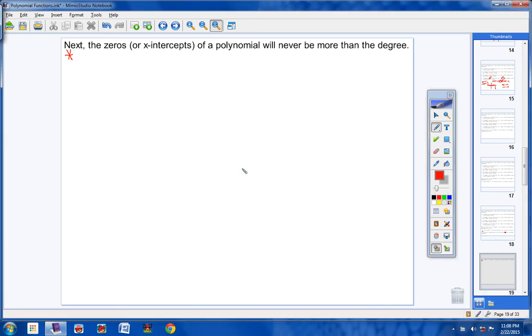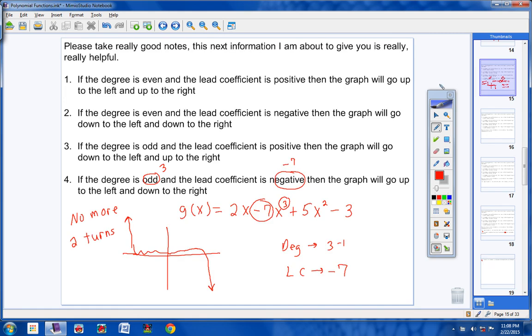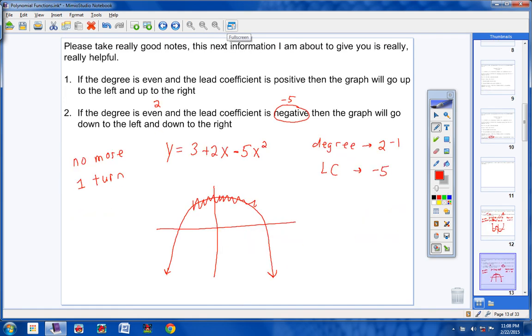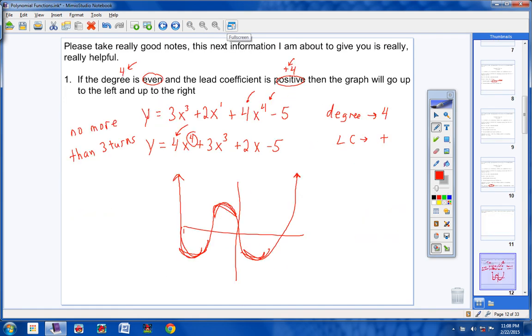Now, students, let me show you what I mean by this. Okay, let's go back to our 4 examples again, okay? And you're welcome to work ahead as long as you check your answers, okay? So, I look at this graph here, I know a couple things. I know the degree is 4, lead coefficient is positive, so I know it's going to go up and up to the left and right. I know it's going to take no more than 3 turns, and now I know this, it will have no more than 4 x-intercepts or zeros.